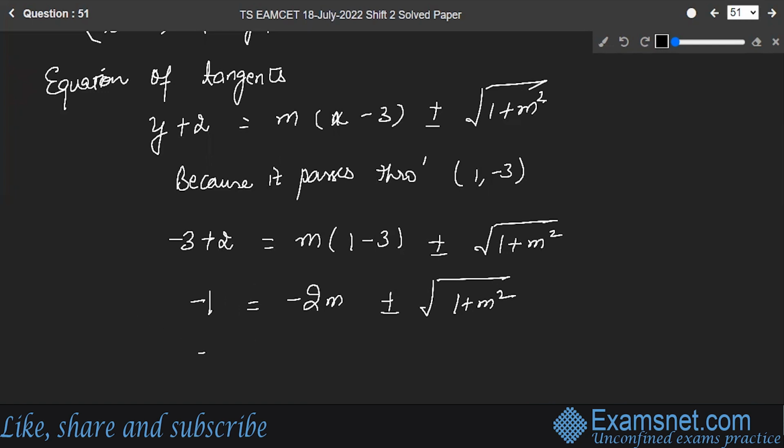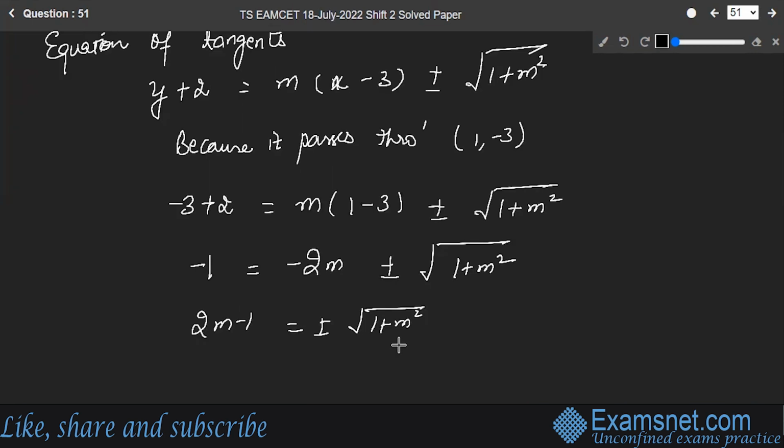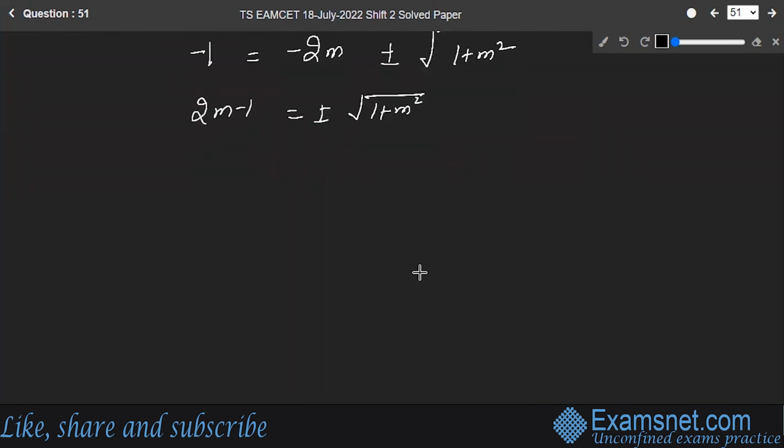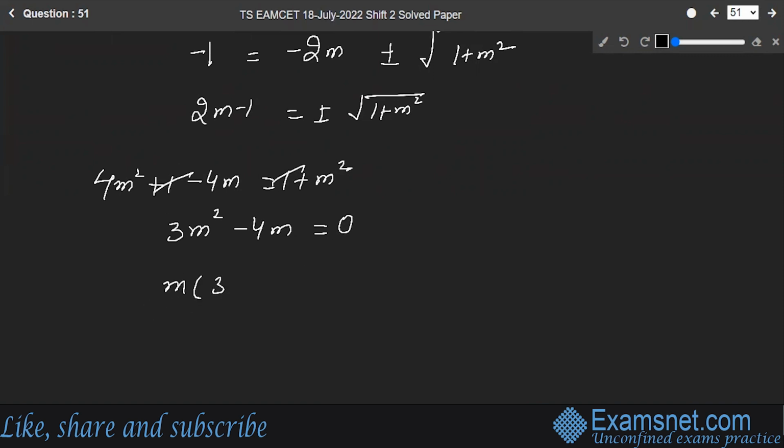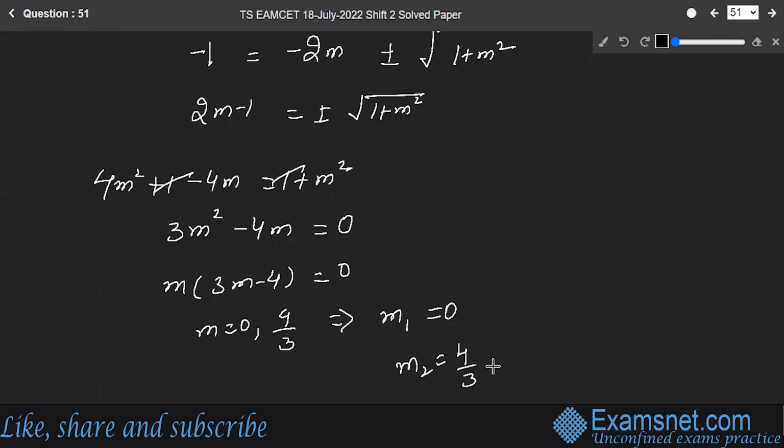Okay, so 2m minus 1 is equal to plus minus this. Squaring both sides, you will have 4m square plus 1 minus 4m is equal to 1 plus m square. So you will have 3m square minus 4m is equal to 0. That means either m is equal to 0 or 4 by 3. This is equivalent to m1. Now, similarly, I'll calculate m2 also. If I'm taking m1 as 0, m2 will be 4 by 3, or either case.